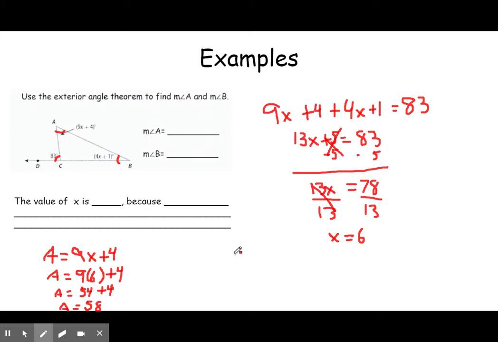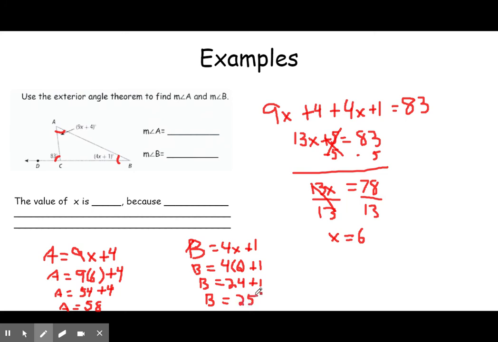All right. Now let's do the same thing for B. So B says that the measurement is 4 times x plus 1. Well, again, we know what x is. We said that x was equal to 6. So instead of x, I'm going to plug in that 6. So 4 times 6 plus 1. 4 times 6 is 24. Plus 1 gives me a total of 25.